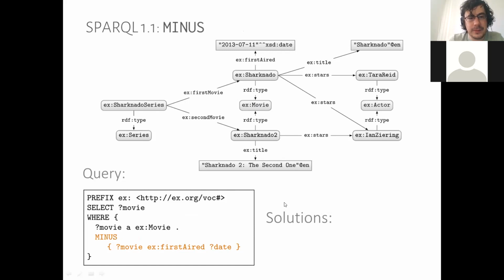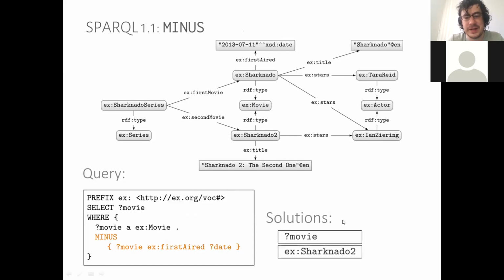There is a second form of negation called minus. And minus essentially has a very similar meaning. So it does pretty much the same thing. In this case, it finds us movies that do not have a first aired date, which will again return Sharknado 2. So we have these two different forms of negation with some subtle differences between them.